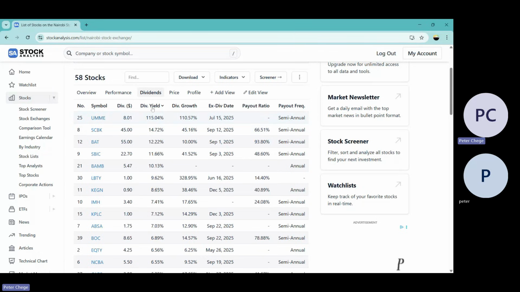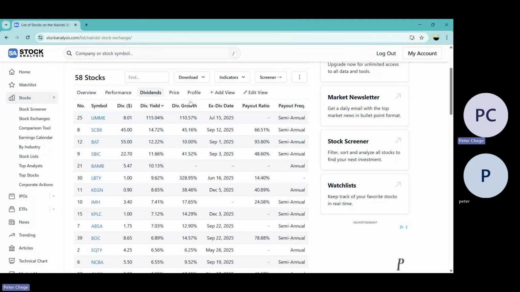So you want to get the shares that are giving high yield. So like Stanchart, BAT, Stanley. Umeme, just strike it off. I don't think they'll be giving any dividend soon. So that's how you knock out the stocks.